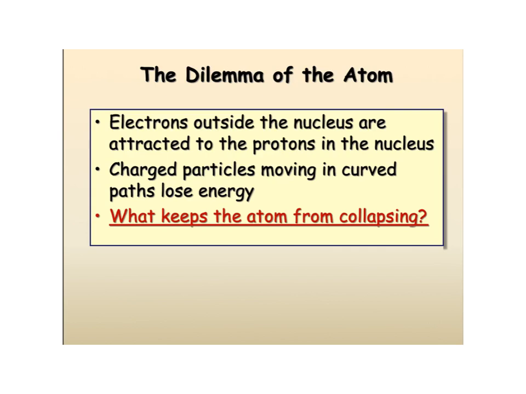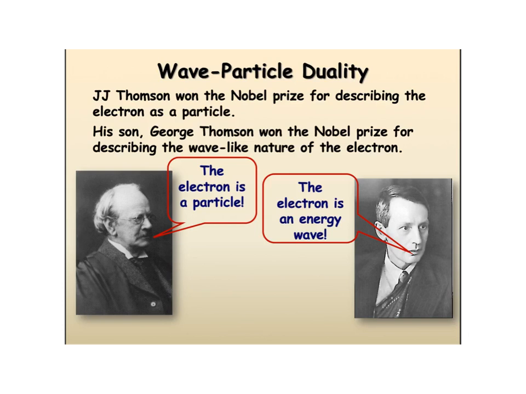We have charged particles, though, that are moving in a curved path. So based on what we know about physics, we know that they should be losing energy and will eventually crash into the nucleus. So what keeps the atom from collapsing?